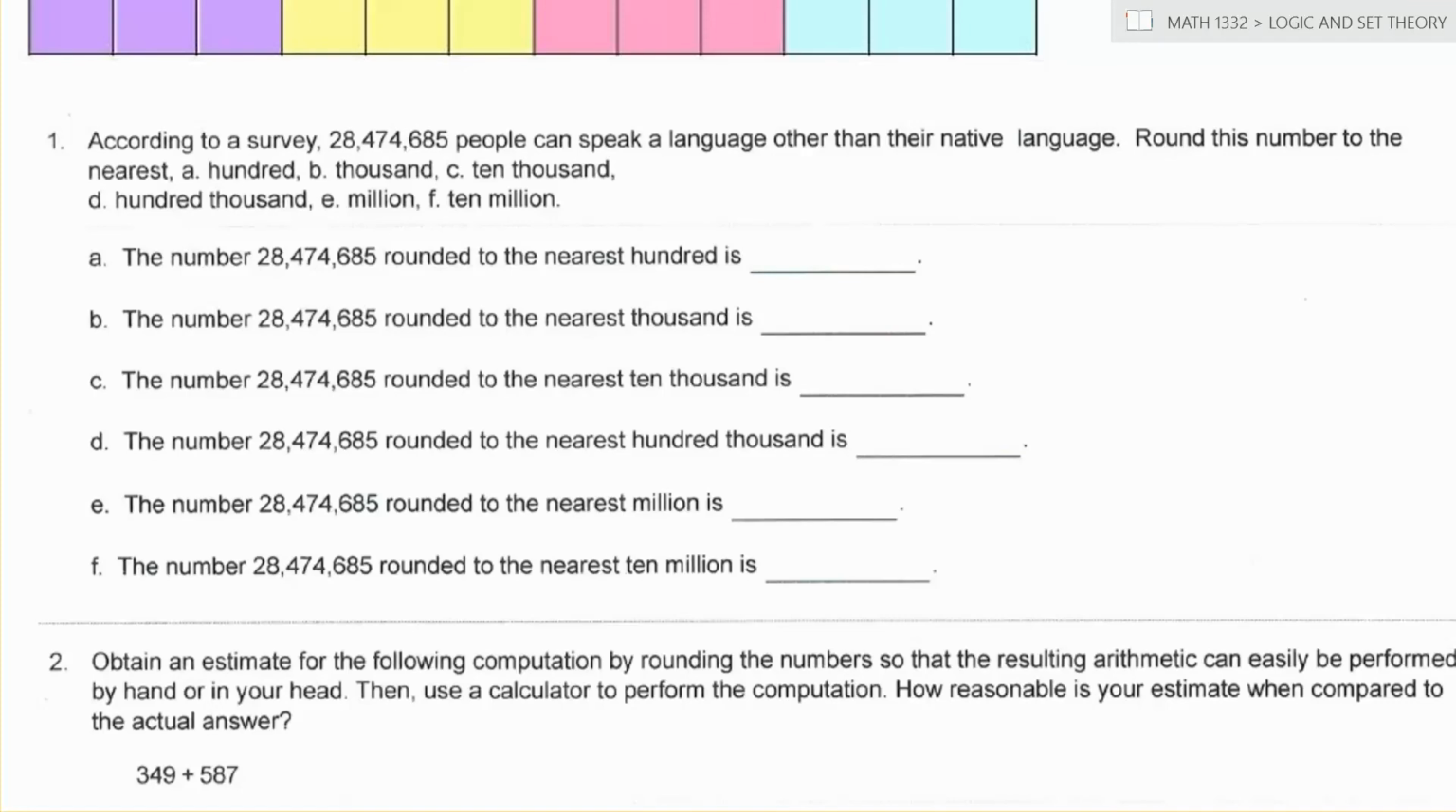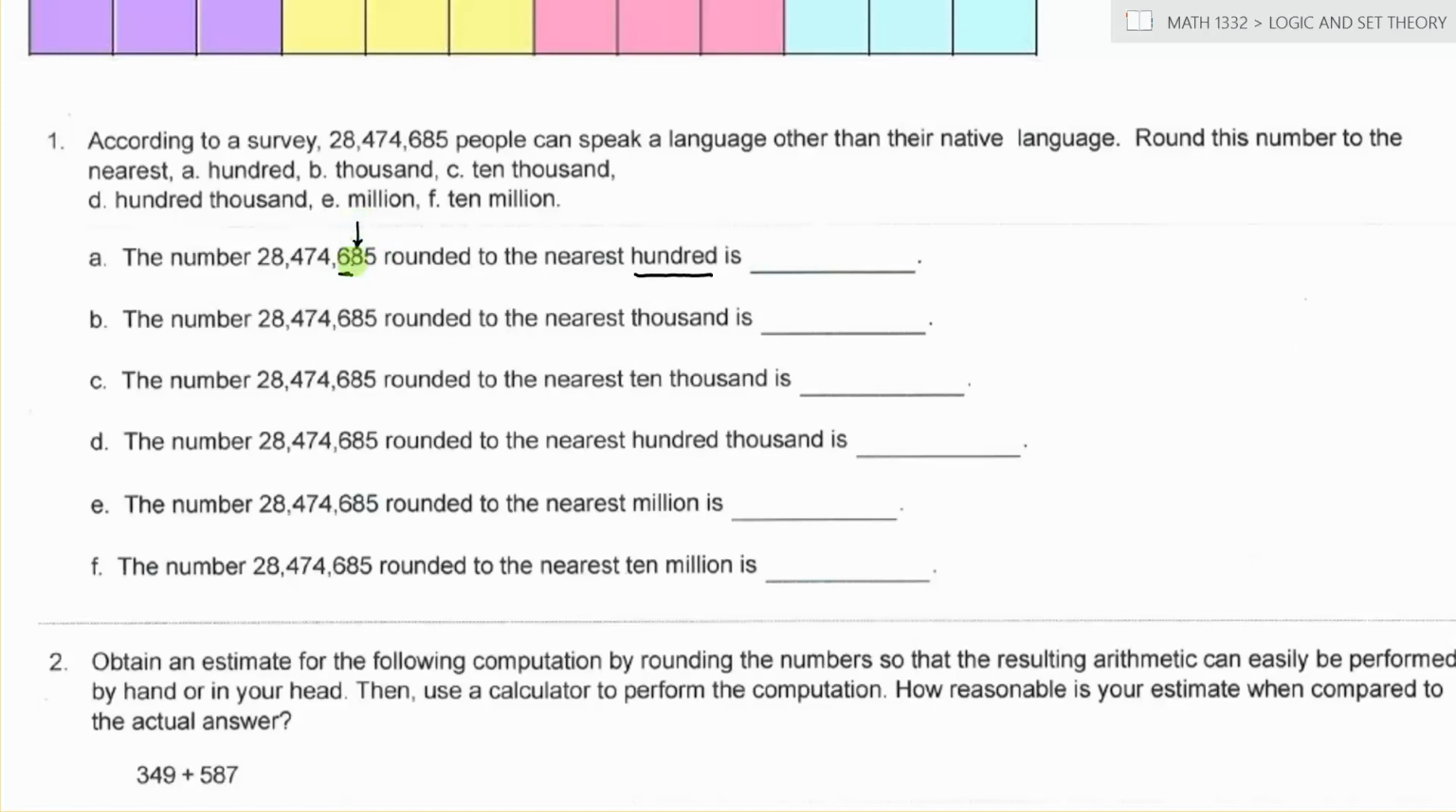Number one, according to a survey, 28,474,685 people can speak a language other than their native language. Round this number to the nearest 100, 1,000, 10,000, 100,000, million, 10 million. All right, I'm going to describe my rules for rounding. It says in the first one, round to the nearest 100. I like to underline the hundreds place, which is a 6. Look at the digit behind it, because that's going to tell you whether you're going to round this up to 700 or drop it down to 600.